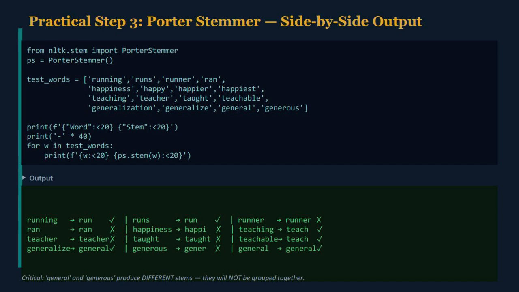This is the classic understemming problem with irregular forms. The Porter stemmer works by suffix stripping and rain has no predictable suffix to strip. Most strikingly, general reduces to general, but generous reduces to gener, a different stem. So a system using Porter stemming would not group these two together, even though they share the same Latin root.